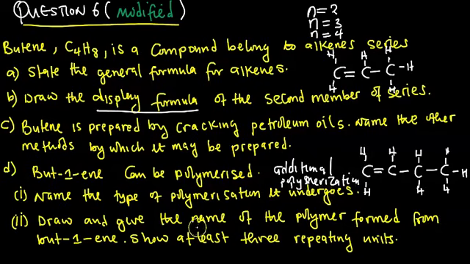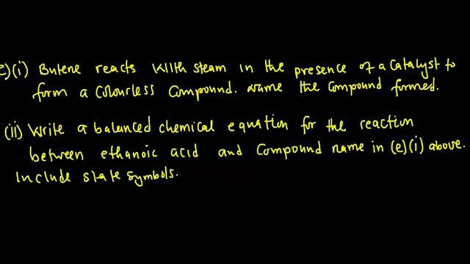Then draw and give the name of the polymer formed from but-1-ene, showing at least 3 repeating units. You see? In this one, they've told you to show at least 3 repeating units. So you are going to draw at least 3 repeating units of butene. Okay? So now, how are we going to draw it? You know that butene's formula is drawn like this. C, double bond, like this. Let me just put it here, like this.